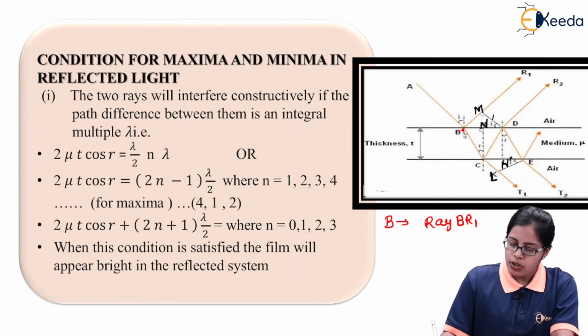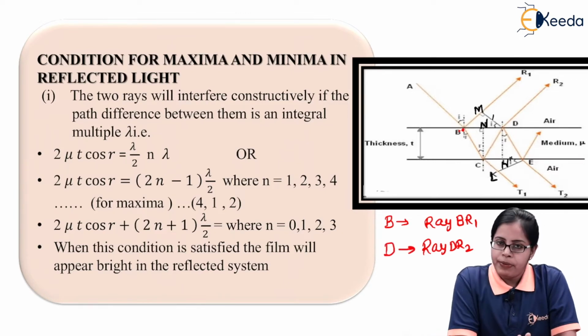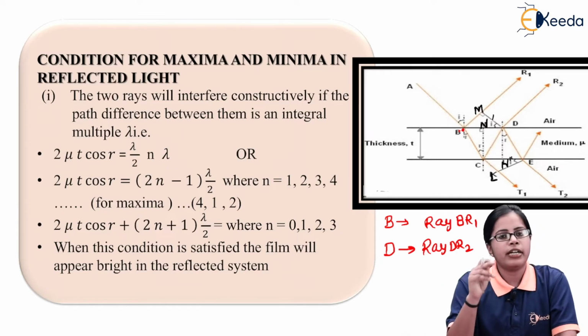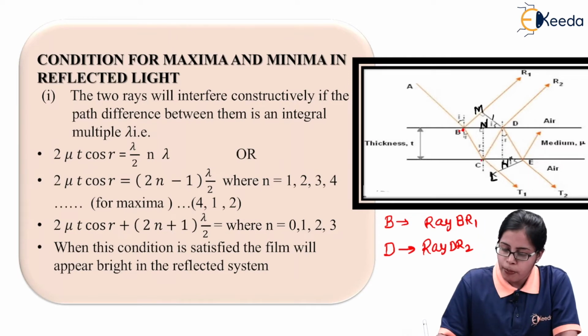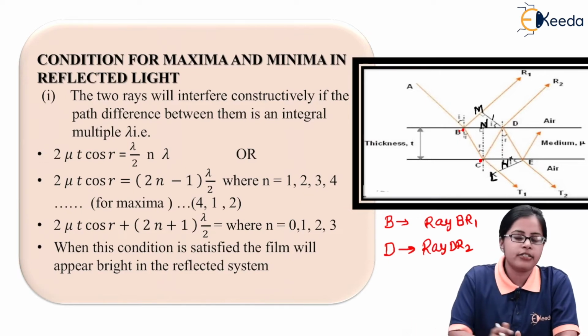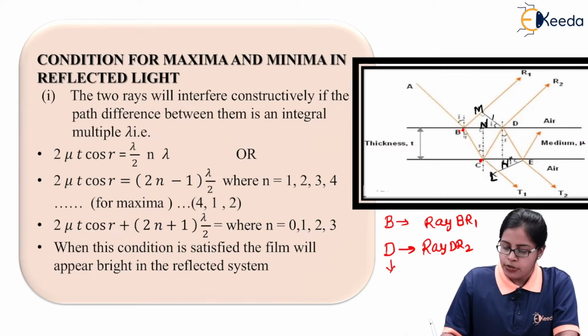Second thing, if I talk about ray DR2, the reflection is occurring at the point D. When we talk about the ray DR2, that DR2 ray is not getting actually reflected from point D, it's actually getting reflected from point C. And point C is nothing but lying inside the thin film, so there won't be any phase change over there or any path difference.